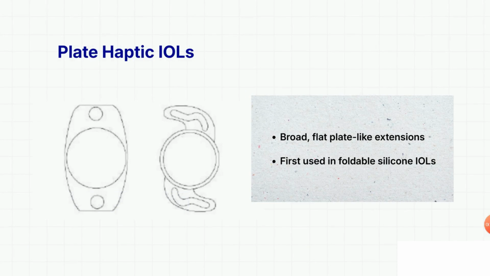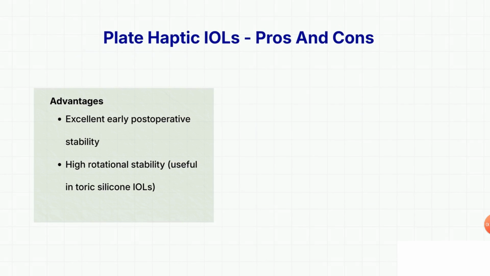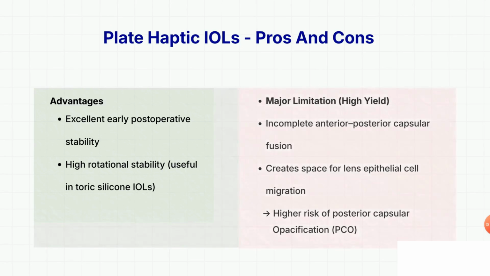The plate haptic designs were first introduced with the early foldable silicone IOLs, and they are still used by some manufacturers today. In this design, the optic is supported by broad, flat, plate-like extensions rather than thin filamentous loops. One important advantage of plate haptics is excellent early postoperative stability. Because of their broad contact area, they resist rotation very effectively, which is why plate haptic designs were initially attractive for toric silicone IOLs. However, the plate haptics have a significant long-term drawback.